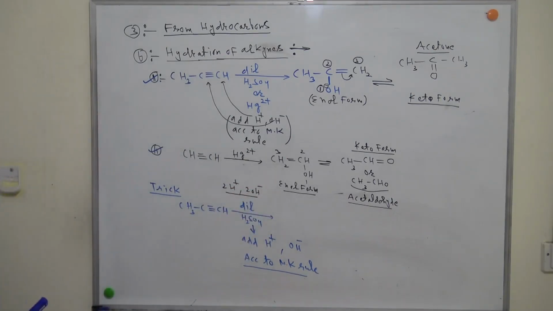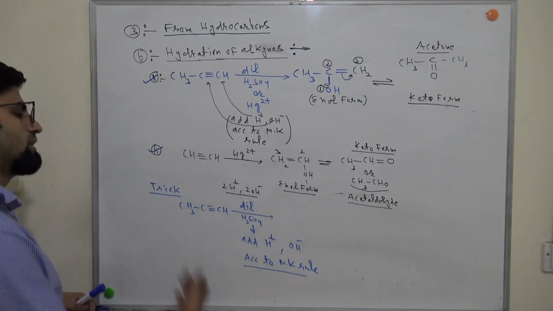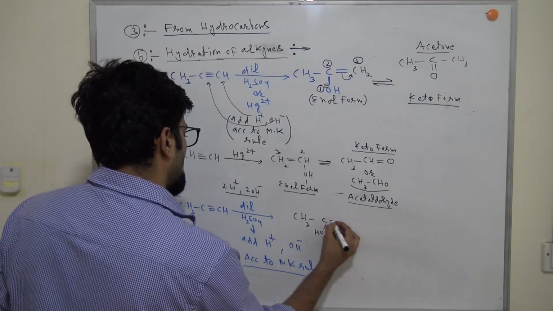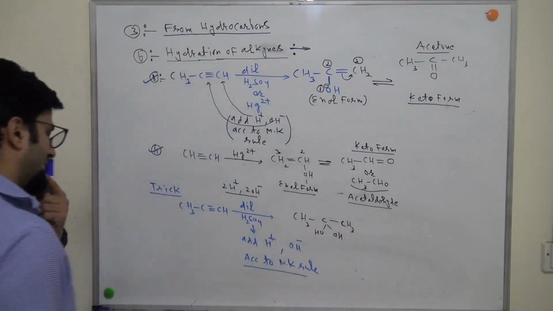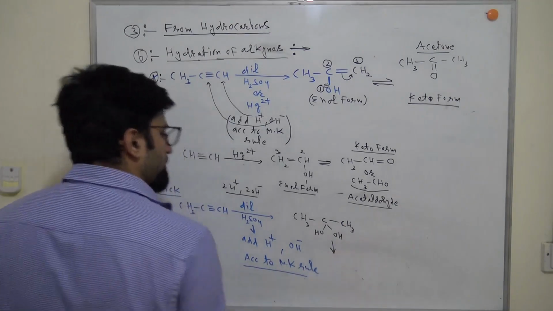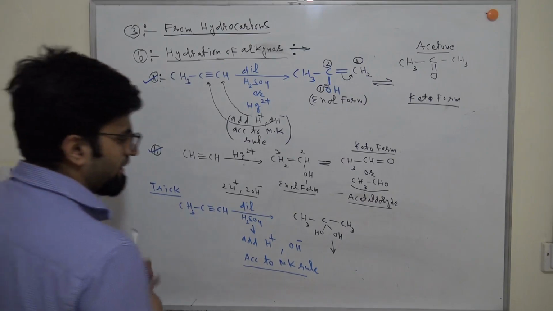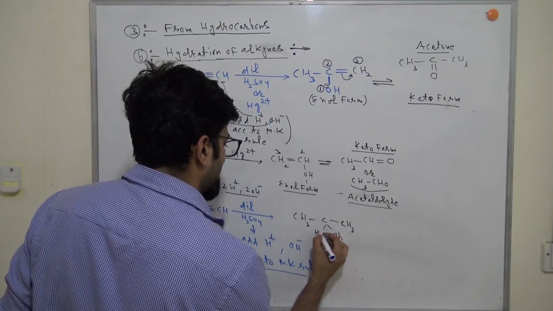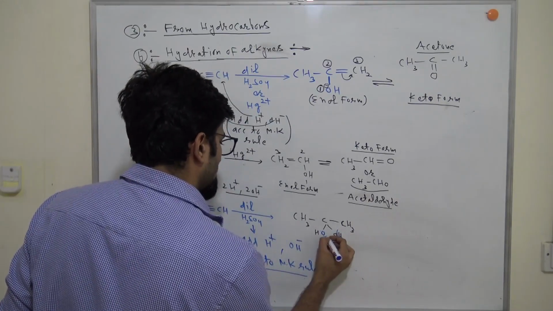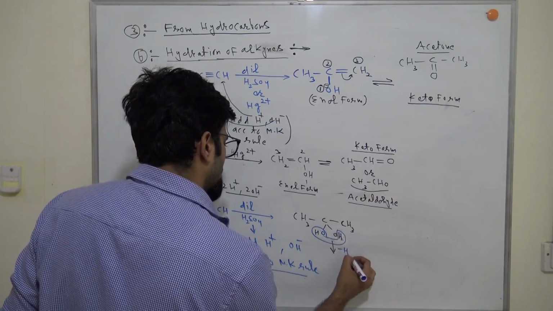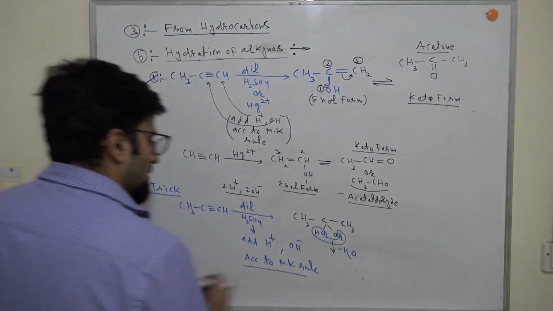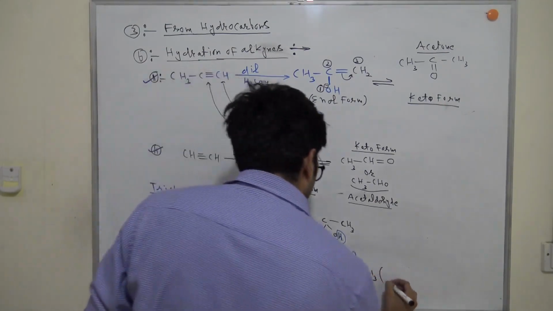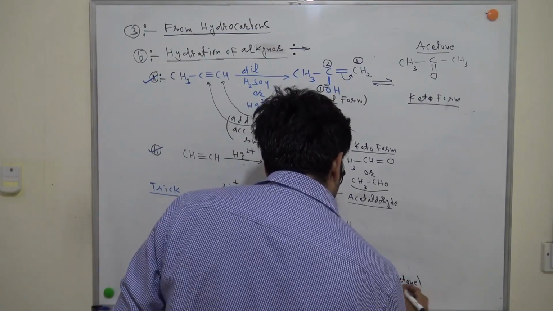We will add 2H plus and 2 OH minus according to Markovnikov rule. Directly add them. So 2 OH over here and 2 hydrogen over here. Now, 2 OH groups on a single carbon is not stable due to hindrance. So water will be released, minus H2O. If water is released, what is the answer? CH3COCH3. Answer is acetone.